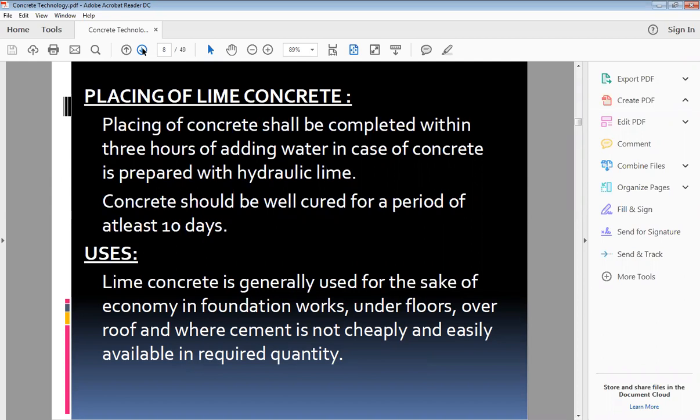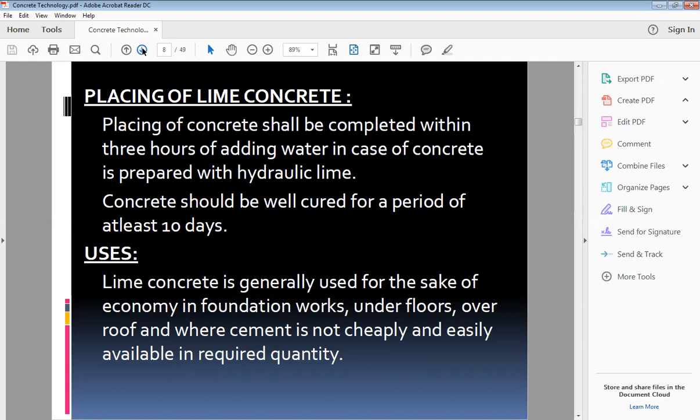Well cured means that when the brickwork or casting work is completed, watering is given to that structure. The water given to that structure is known as curing in technical terms in civil engineering. So the curing time will be at least 10 days for lime concrete.